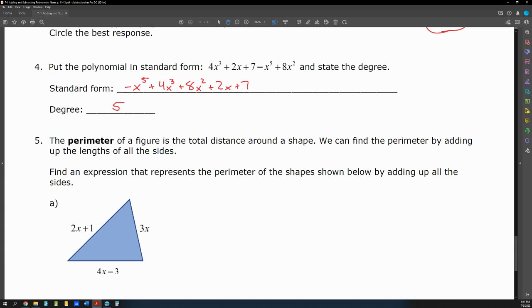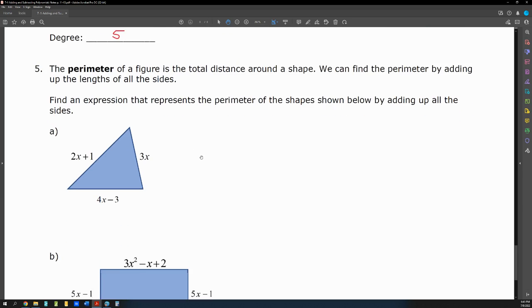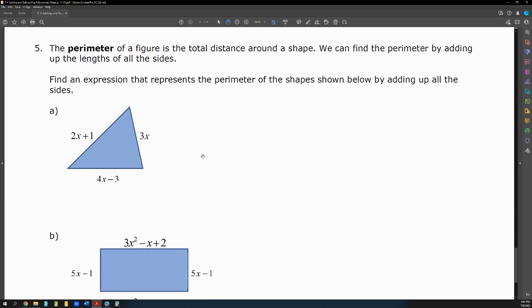All right. Now let's take a look at number 5. The perimeter of any polygon is just the sum of all of the side lengths of that polygon. In general, the perimeter of any figure is just the total distance around that figure. We can find the perimeter by adding up all of the side lengths. Let's write an expression that represents the perimeter of each of these shapes.